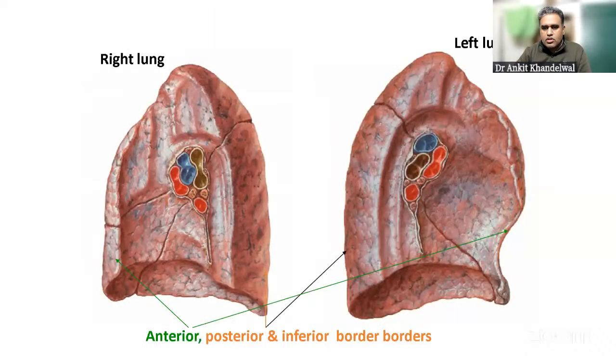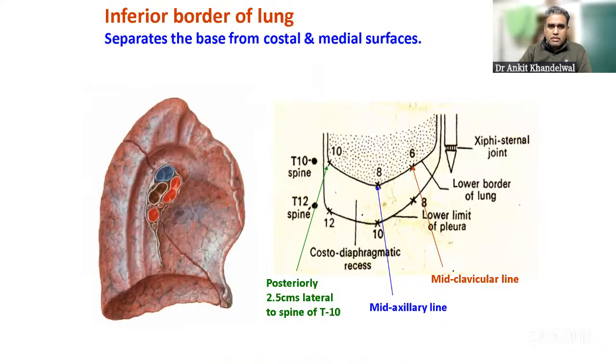Here you are seeing both the lungs, right and left lung, and all their borders, which I already told you. The inferior border of the lung, the last border over here, is the inferior border. This also we have discussed, and this image, if you remember in the previous session, I hope you are following all our sessions, we discussed this.